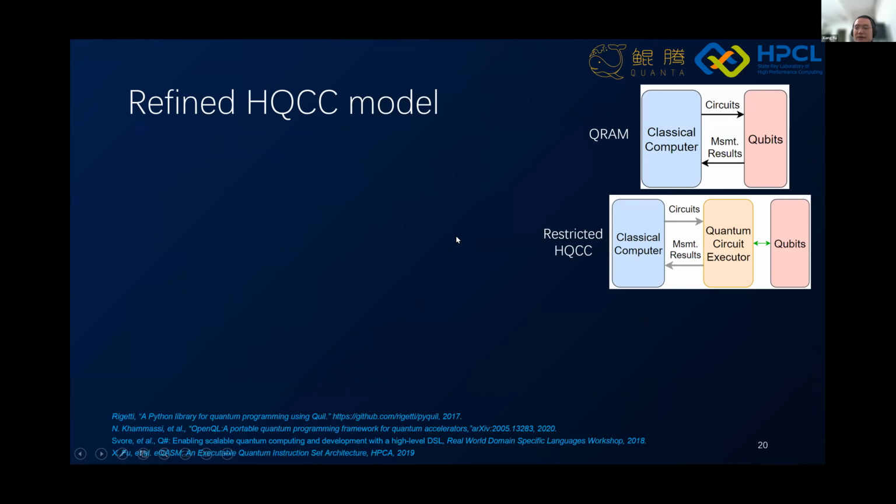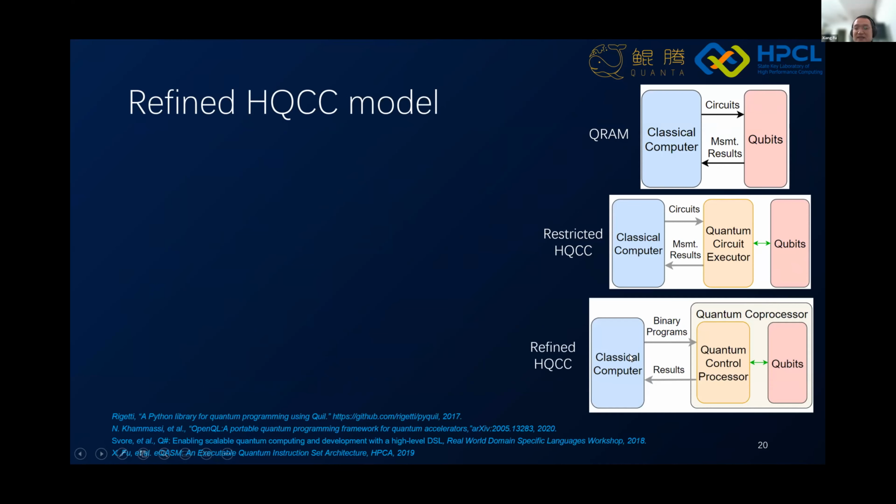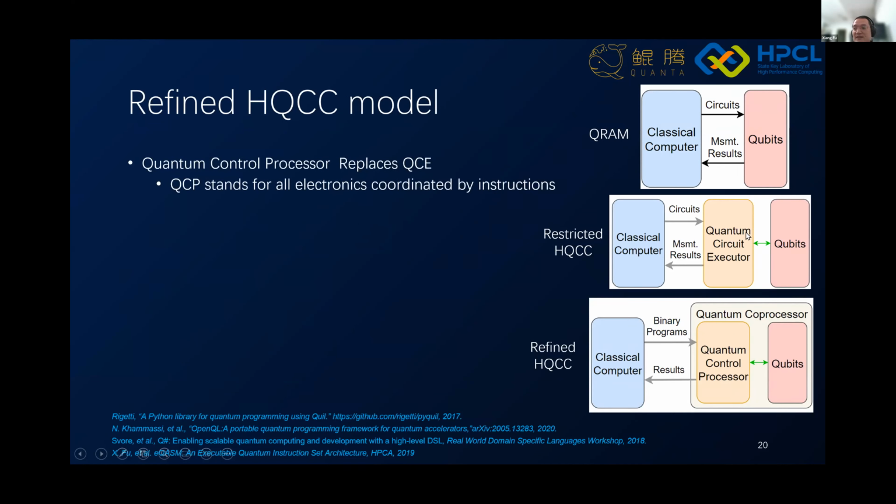But this is not based on the restricted HQC model. We call this model the refined HQC model. We use a quantum control processor to replace the quantum circuit executor. You can understand the QCP as all electronics coordinated by instructions. It can execute a quantum-classical hybrid instruction program, and it can support real-time classical computation while the qubit state is maintained. In this way, you can also support feedback control.